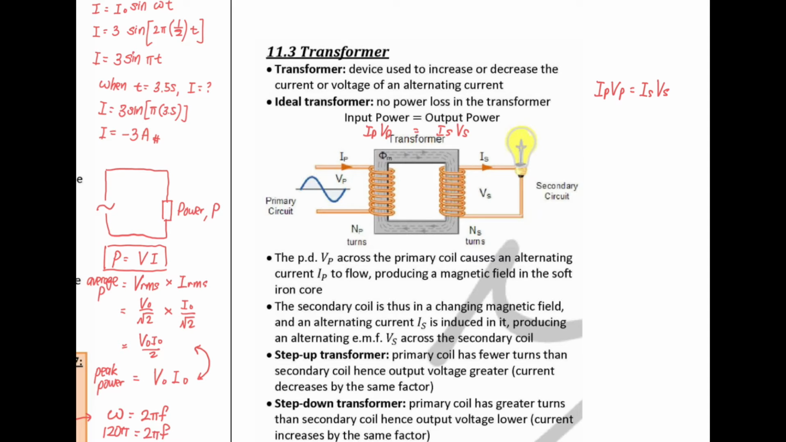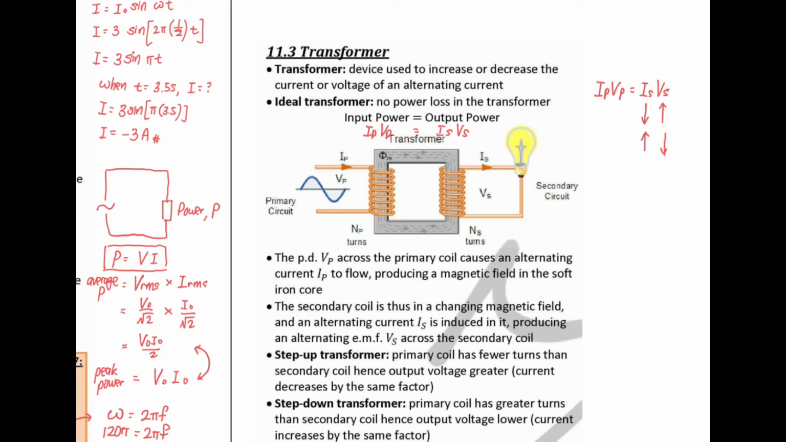we can easily understand one situation. Let's say if you increase the Vs, then the Is will decrease. If you decrease the Vs, then the Is will increase, provided that the left hand side is constant. So the changes is in the opposite situation. Okay, so the other thing is you can also see NP and NS. NP is how many turns in the primary coil, and then NS is how many turns in the secondary coil.